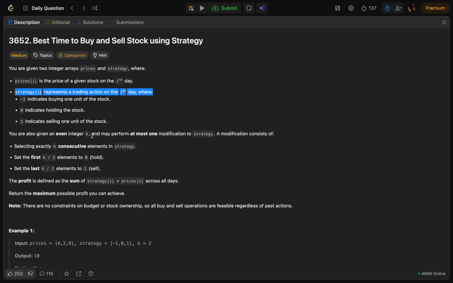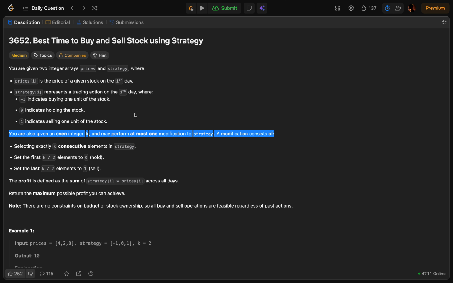We are given an even integer k, and may perform at most one modification to strategy. And what does a modification consist of? Along with the two arrays, we are given an even integer k, and we are only allowed to perform at most one modification to the strategy. The modification consists of selecting exactly k consecutive elements, and then we set the first k by 2 elements to 0 and the last k by 2 elements to 1, which means to hold or to sell.